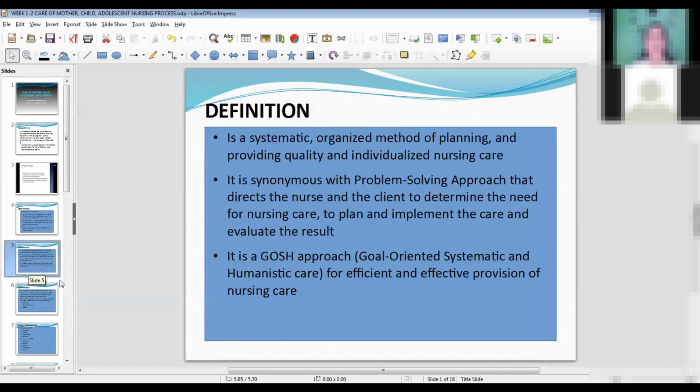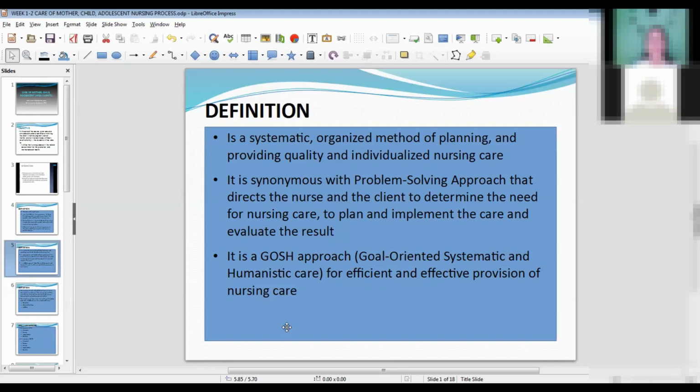Another definition: it is a systematic, organized method of planning and providing quality and individualized nursing care. For individualized nursing care, we have to look at our patient as an individual with unique characteristics that differ from another individual. So meron tayong dalawang patient. Yung approach natin for patient A may not be applicable for patient B. That is why we have to consider the totality of the individual.